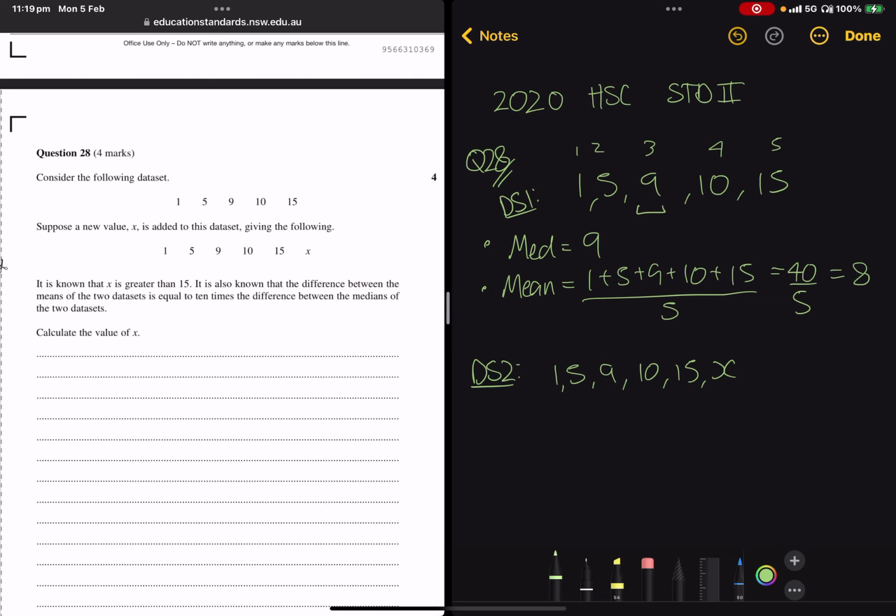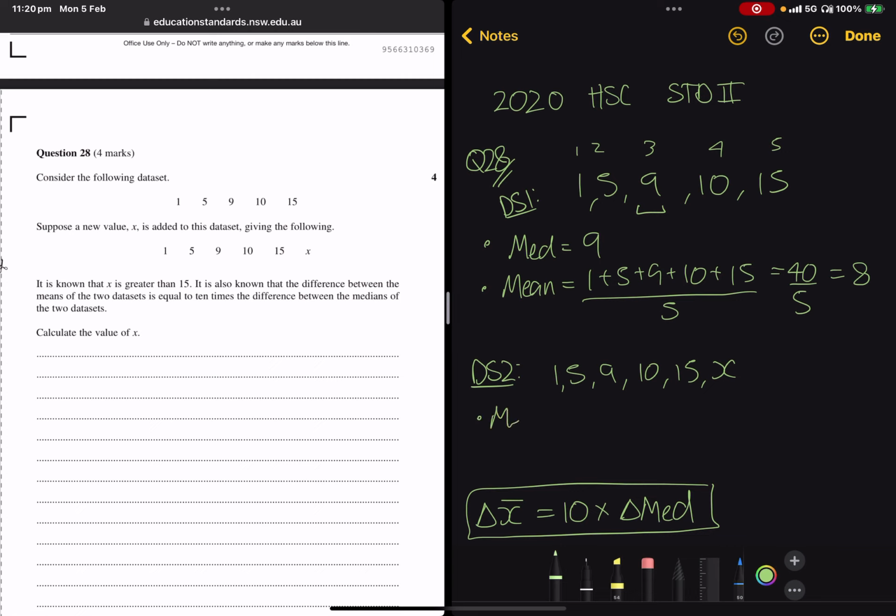It's known that the difference between the means of the two data sets is equal to 10 times the difference between the medians. Okay, so the difference between the means, which we'll call del x bar, is equal to 10 times the difference between the medians, 10 times del median. So the question gives us a relationship between the means and the medians. In this new data set, we can't find the mean because we don't know x. We can find the median.